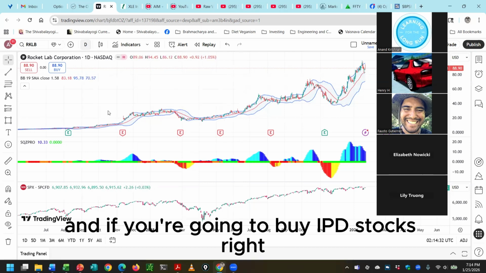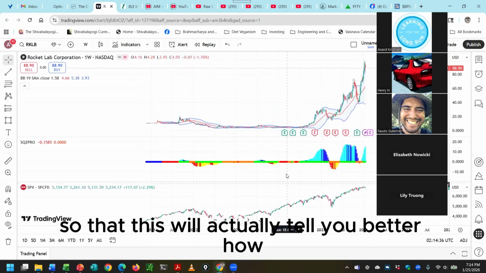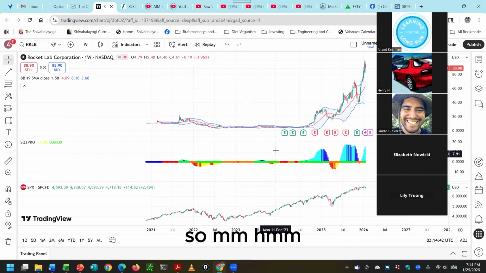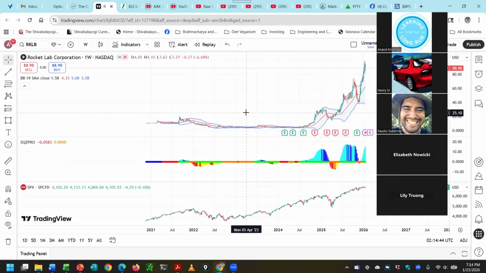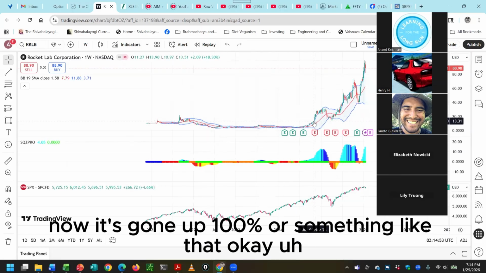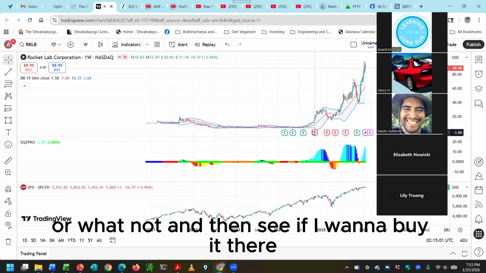And if you're going to buy IBD stocks, you generally want to look at the weekly, so that this will actually tell you better how things work. So you can see, oh, it's been going sideways and then, oh, now it's gone up 100% or something like that. Okay. Now I'm going to go back maybe to the daily chart to see if it pulls back, and then see if I want to buy it there.